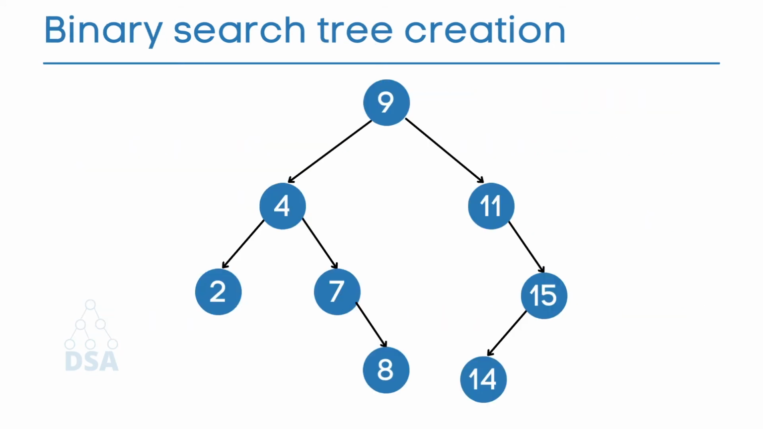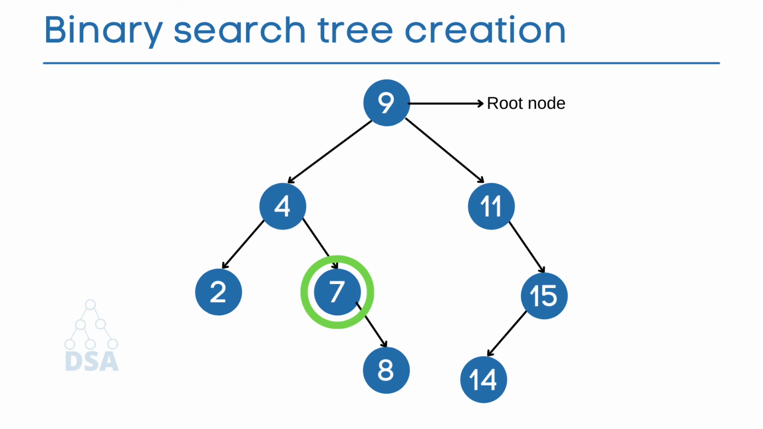Now let's understand searching in a binary search tree using an example. This is the tree we have formed. Let's consider that the element to be searched is 7. The root node is 9. First we will compare 7 with the root node, and 7 is less than the root node, so we search in the left subtree. The root of the left subtree is 4 and 7 is greater than 4, so we go to the right child, and here we found the element.